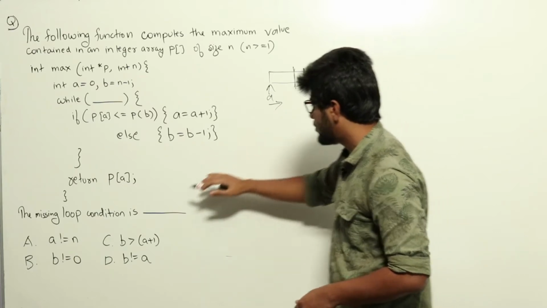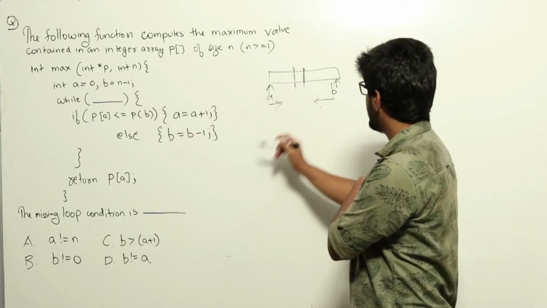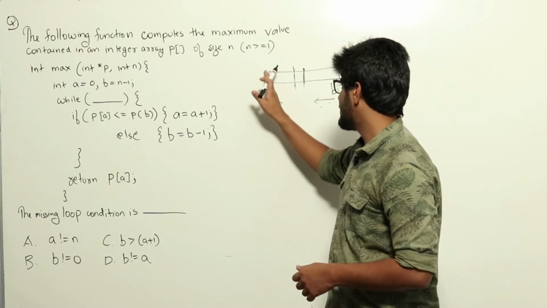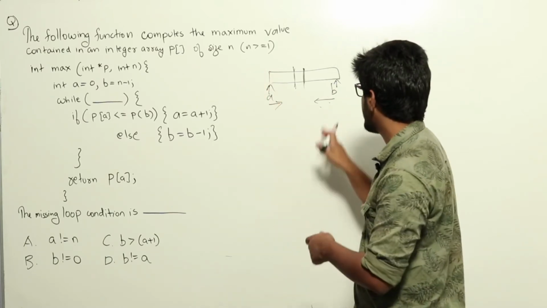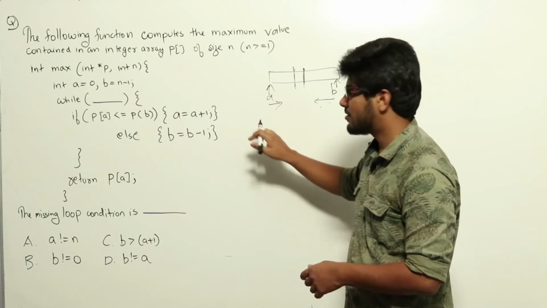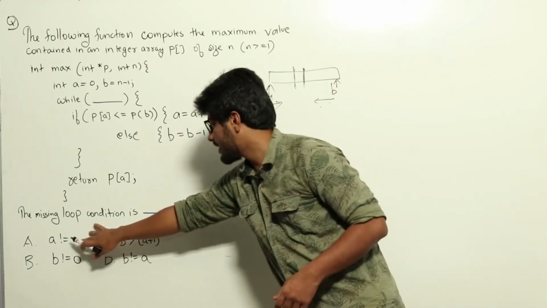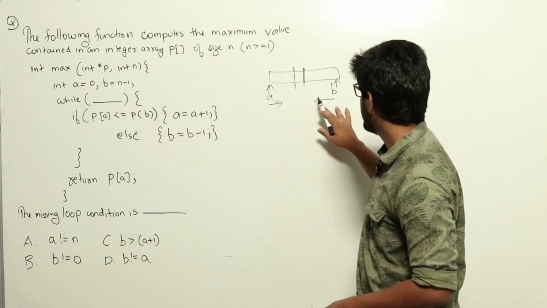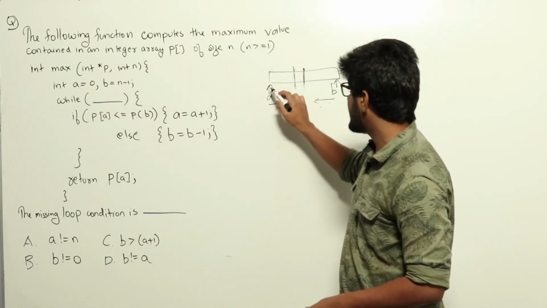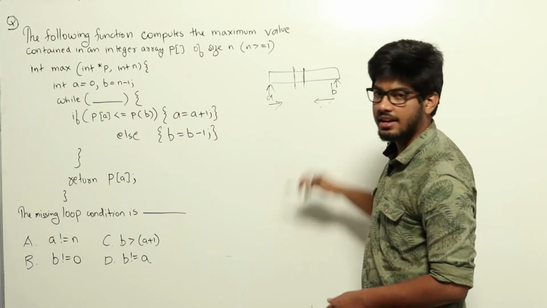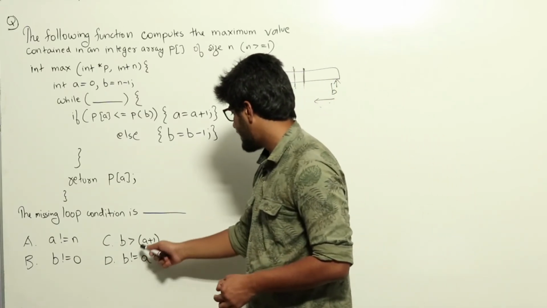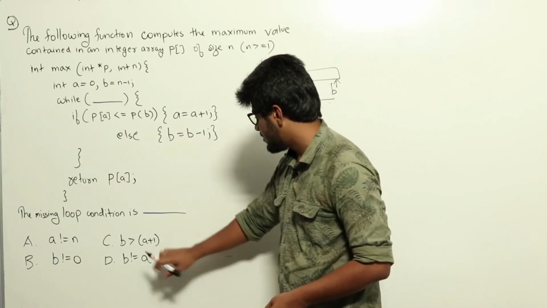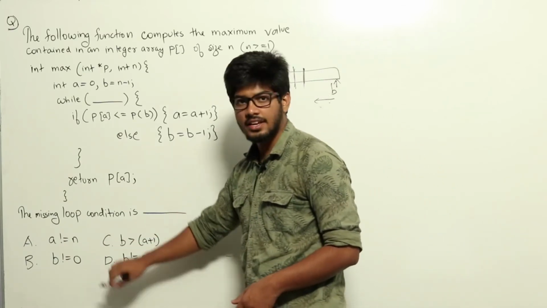If you take a look at the options, if a is not equal to n, then we can keep on reducing b, and b might move to the end of the array and even go outside the bounds if we are using a condition like a not equal to n. If you are using a condition like b not equal to 0, b will keep on reducing and reach the end, but a can keep on increasing and go beyond the right side of the array as well, right? And if b is greater than a plus 1, this might also work. So we just need to look at options C and D here.